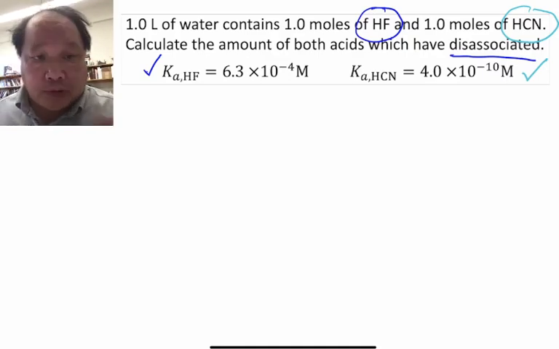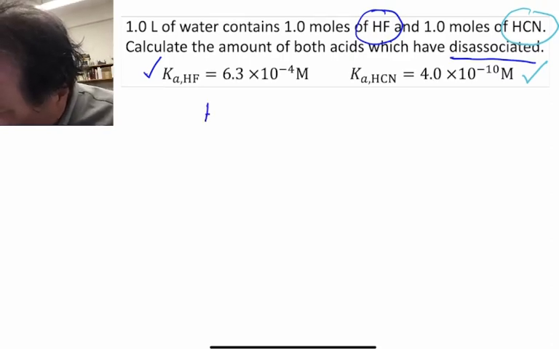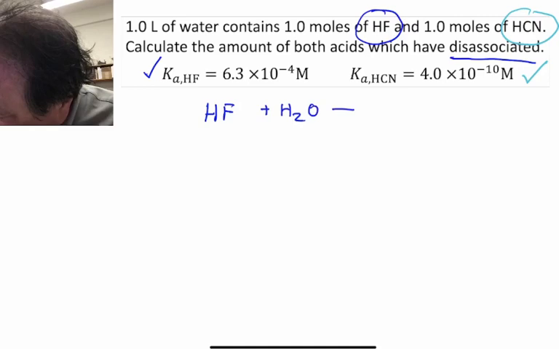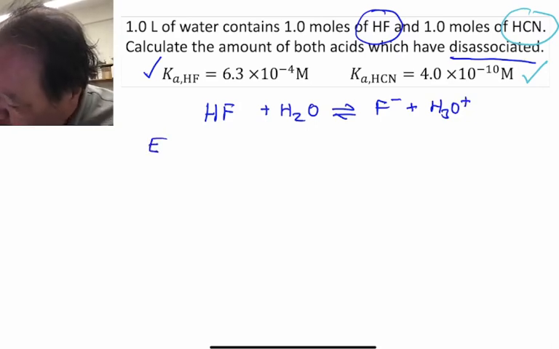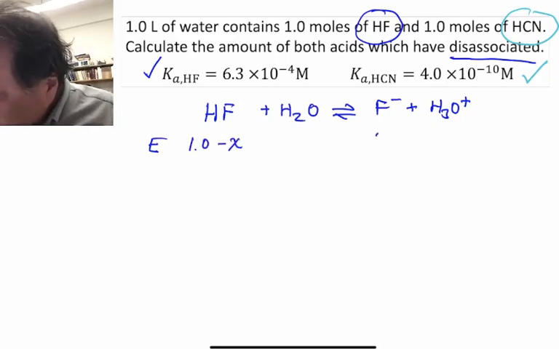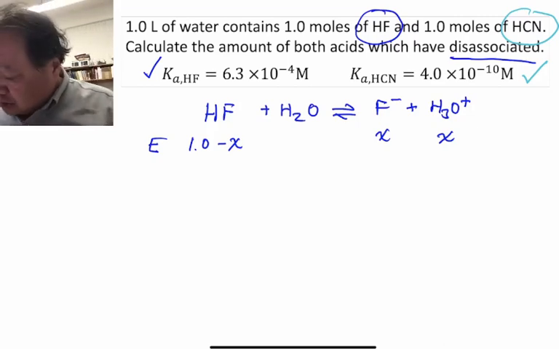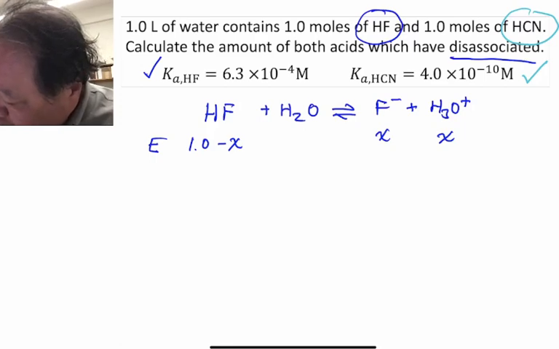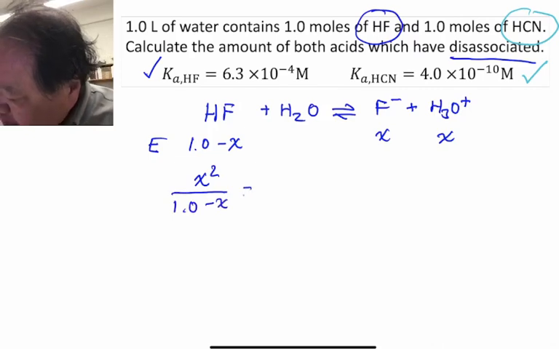And with that in mind, we'll set up the ICE table for the HF. We have HF plus H2O going to F minus plus H3O plus. We'll go directly to the E line. It's 1 molar, it was 1 liter, and 1 mole was dissolved, minus the amount dissociated. And all the H3O plus is coming from this reaction, it's X. And so we end up with the expression X squared divided by 1.0 minus X is Ka.